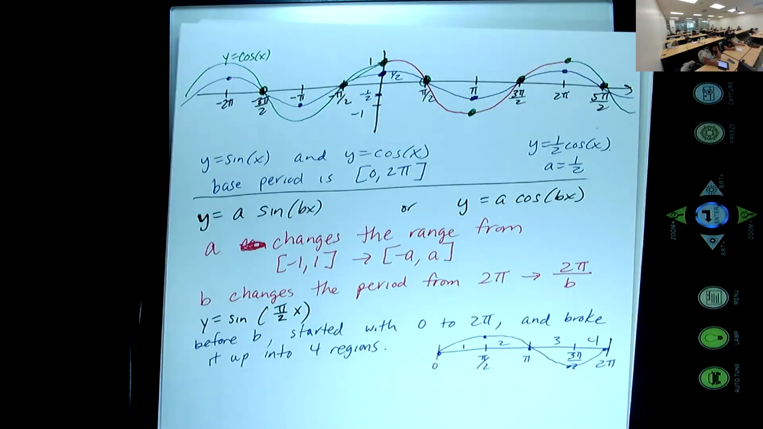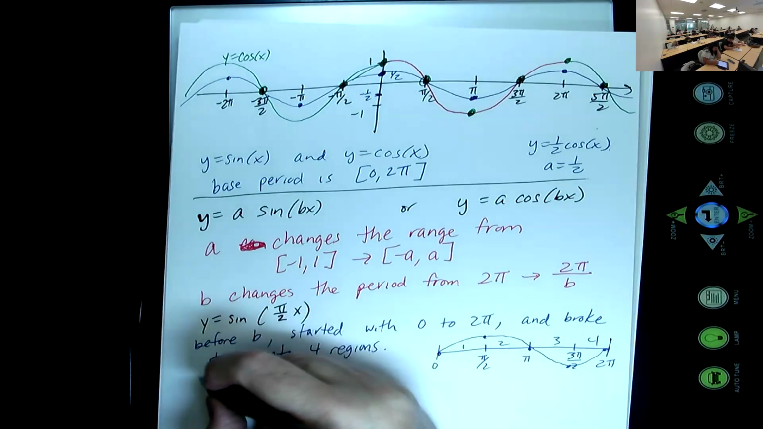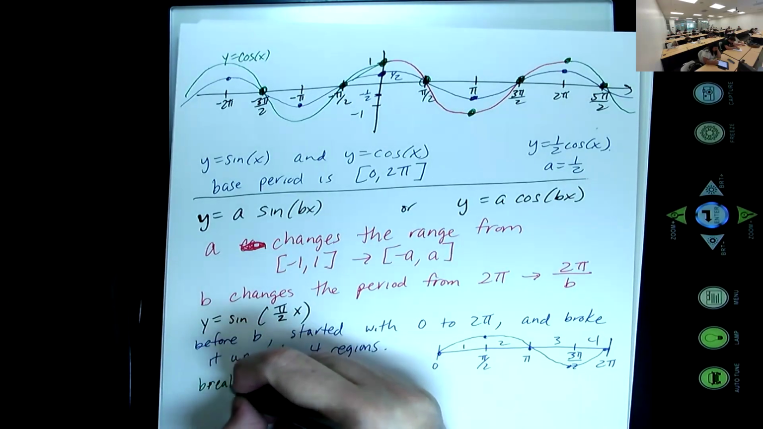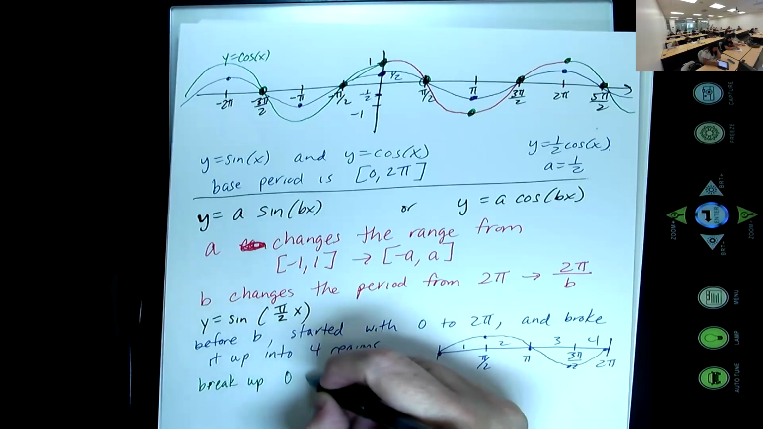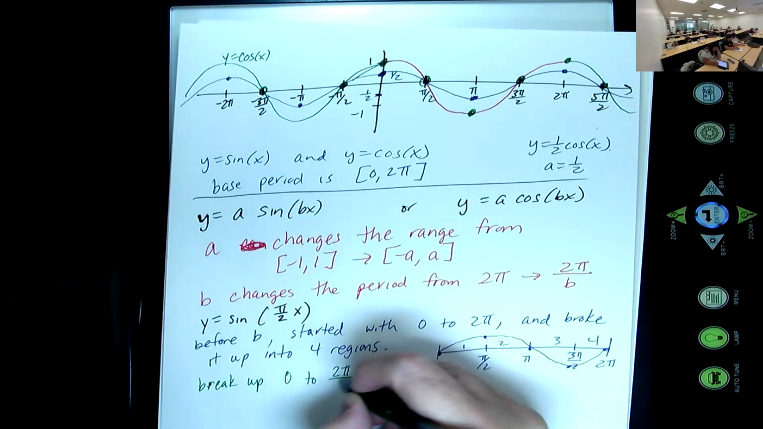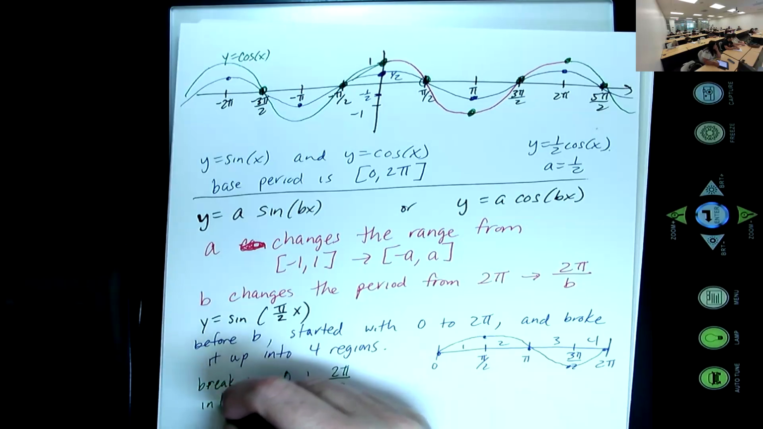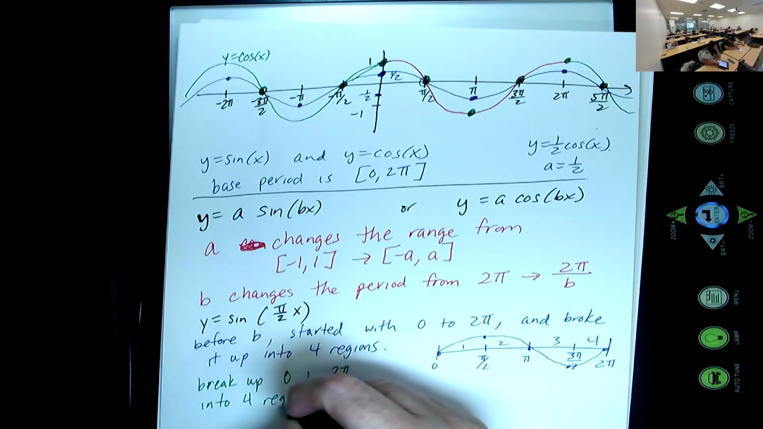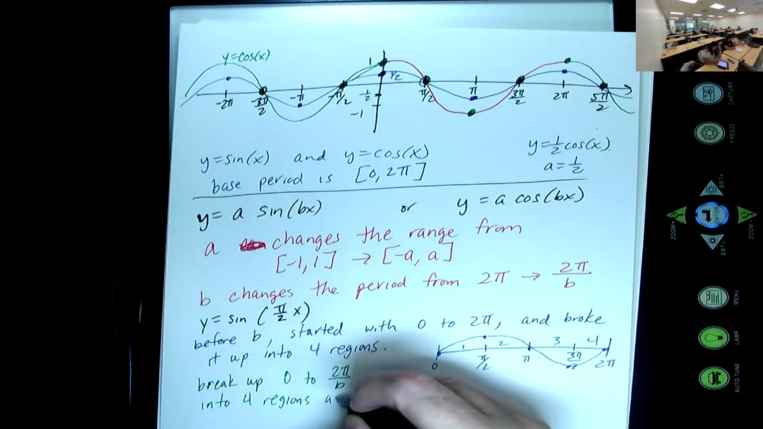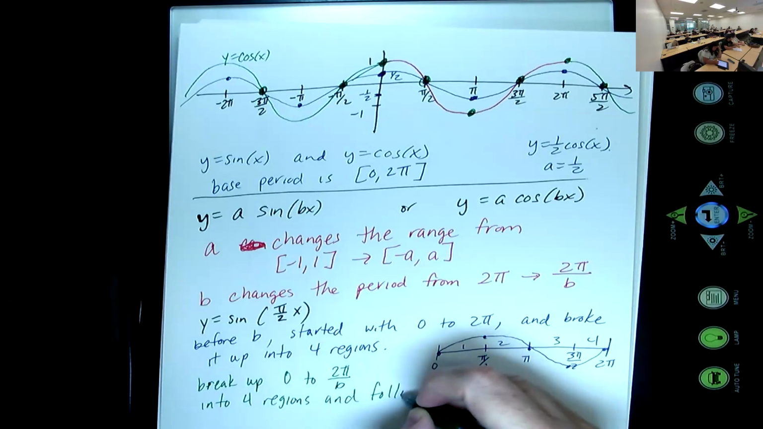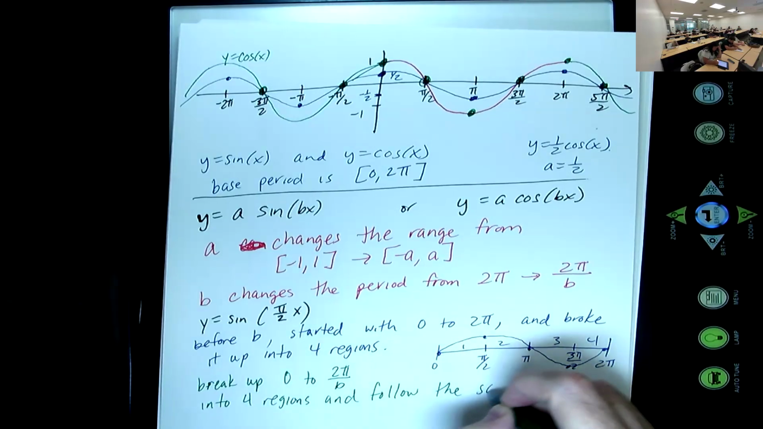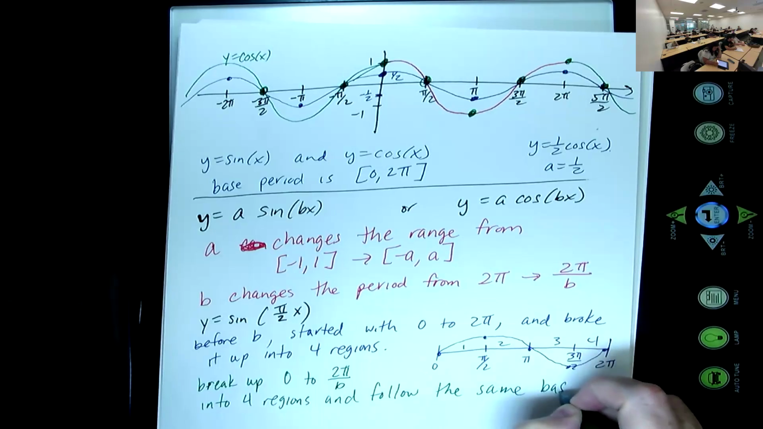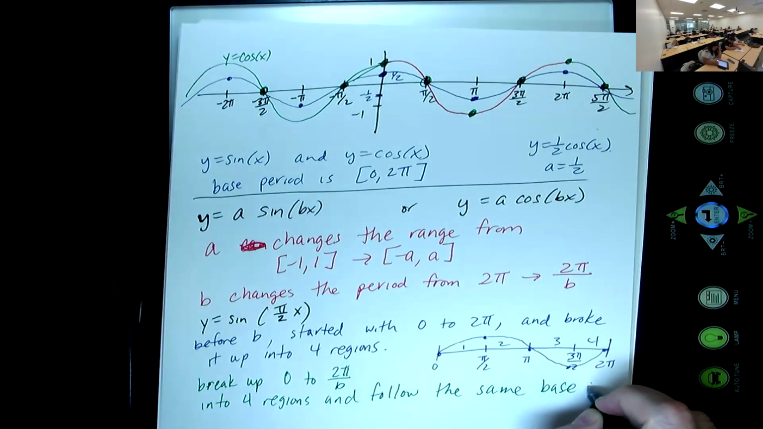When we have b, we're gonna break up 0 to 2 pi over b into 4 regions, and follow the same pattern. Base pattern.